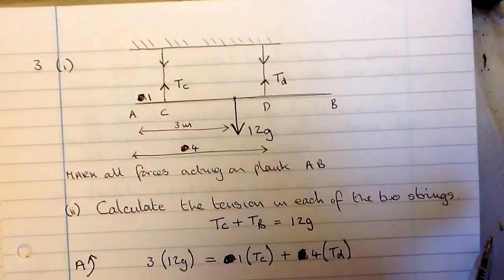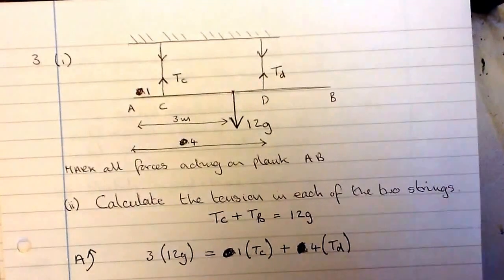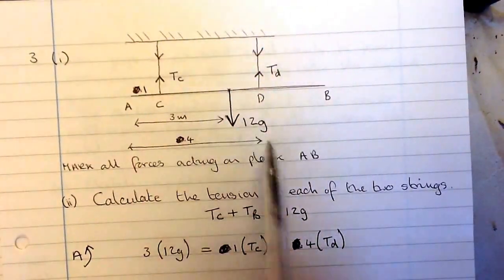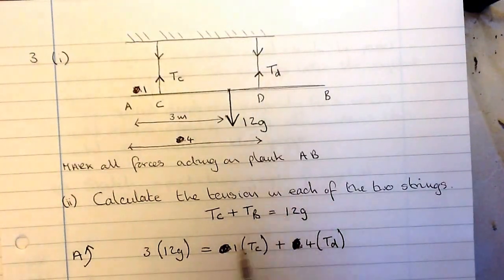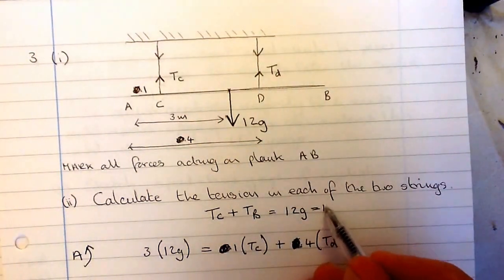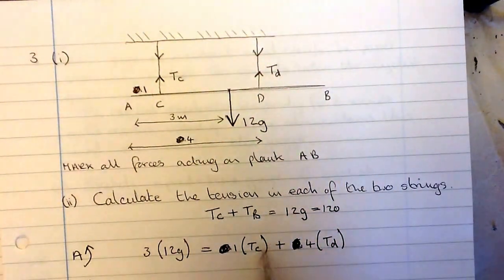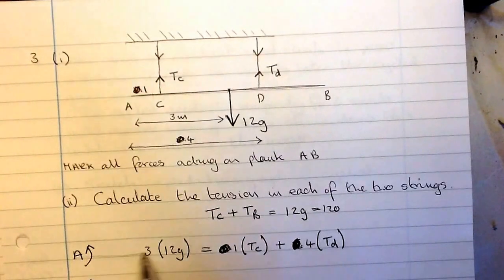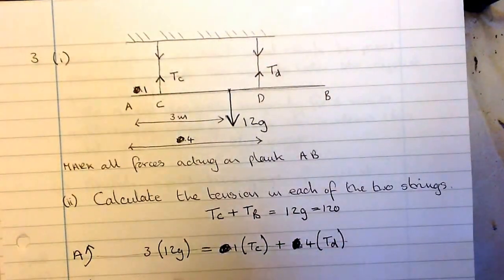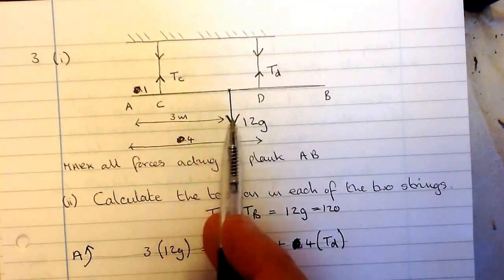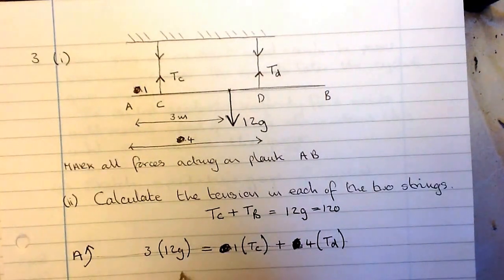Then we're asked to calculate the tension in each of the strings. Now, because it's in equilibrium, we can say the forces pulling up must be equal to the forces pulling down. So TC plus TD is 12g, which is 120. Now, we could take moments about any point. We could take moments about A, but the best place to take moments about is actually C. Okay, now if we take moments about C, we get the clockwise moment. There's only one. From C to the 12g is 2 metres, so it'll be 2 times 120.